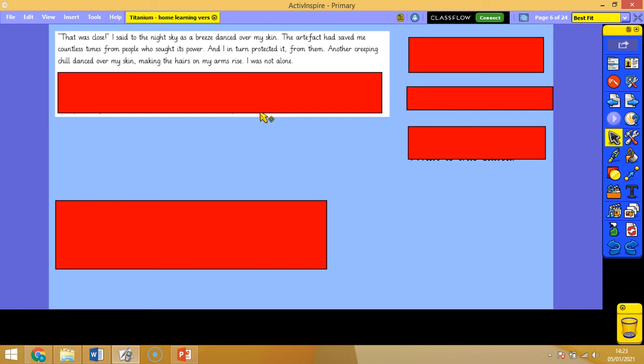The artifact had saved me countless times from people who sought its power, and I in turn protected it from them. Another creeping chill danced over my skin, making the hairs on my arm rise.